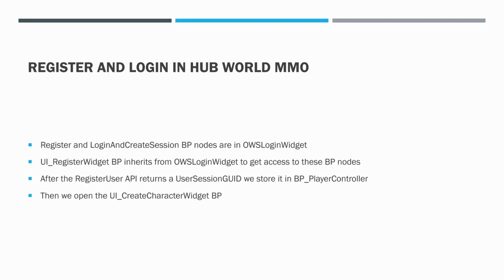Now let's take a look at register and login in the Hub World MMO example project. Register and login and create session BP nodes are in the OWS login widget. Our UI_register widget BP inherits from OWS login widget to get access to these BP nodes. After the RegisterUser API returns a user session GUID, we store it in BP_player controller. Then we open up the UI_create character widget BP.